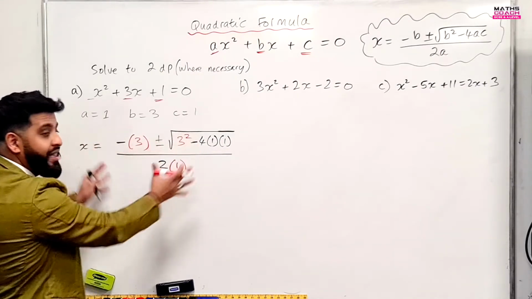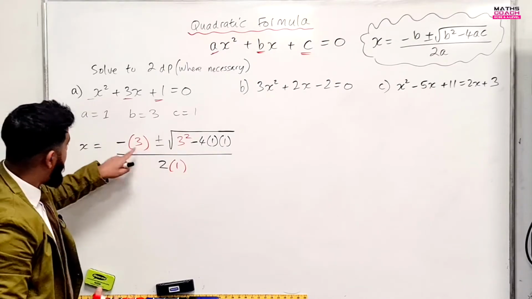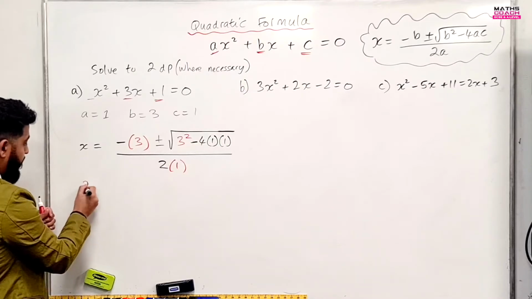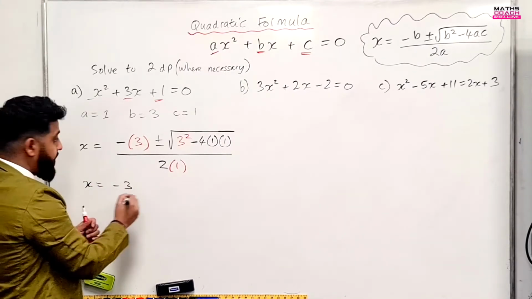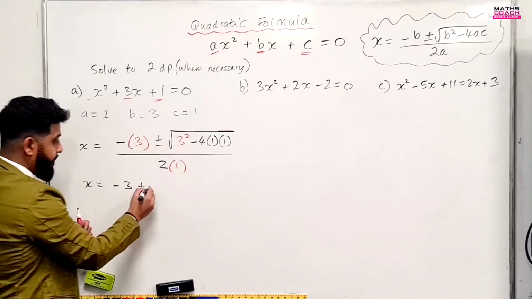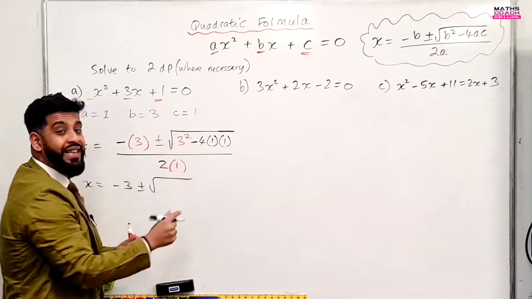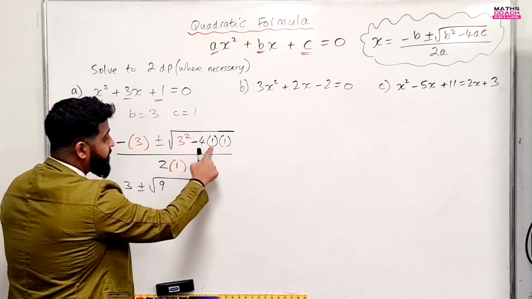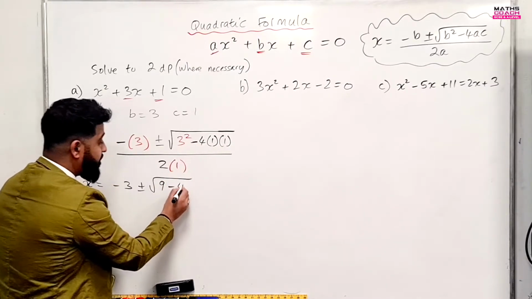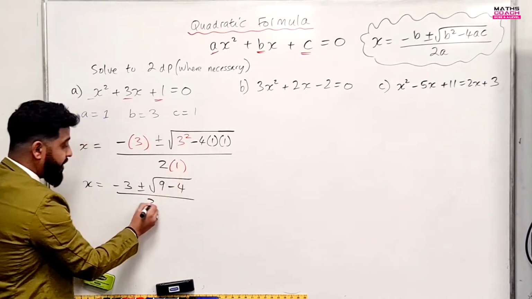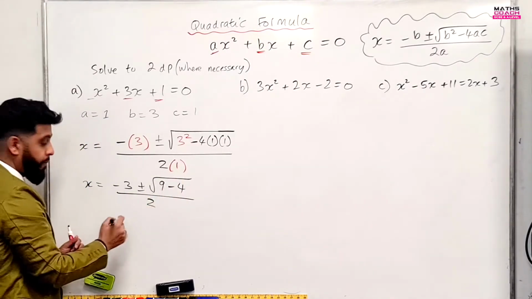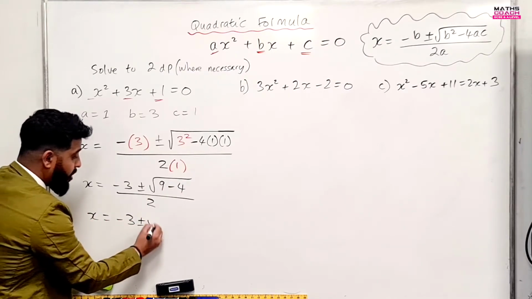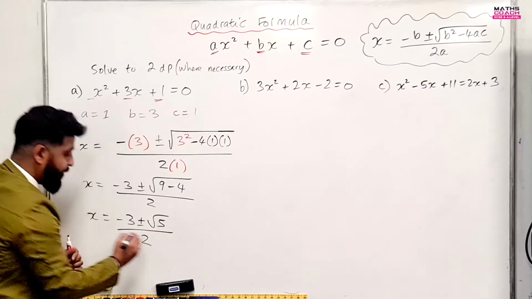Next, I will tidy up. I will work this out and collect them. Okay? So let's go and do that now. So x is equal to minus 3 plus or minus, there's nothing to do here. Square root. Now, what's 3 squared? 3 squared is 9. And then we can write this 9 here. And then we've got minus. What's 4 times 1 times 1? 4. So it's 9 minus 4. All over 2 times 1 is 2. Now, what's 9 minus 4? 5. So this is x is equal to minus 3 plus or minus square root of 5 all over 2.